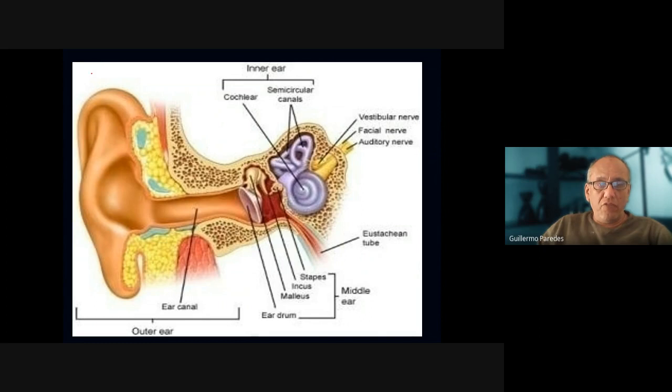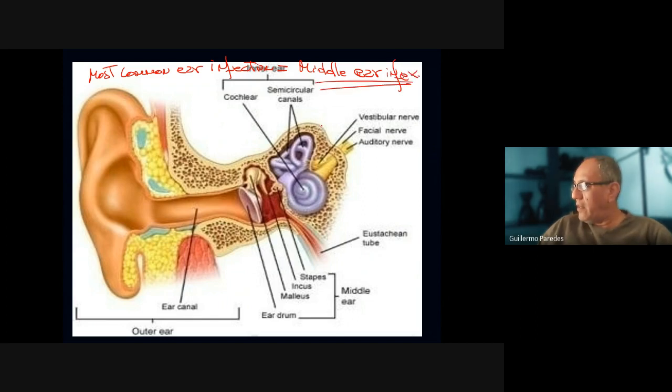The most common ear infection, that is NCLEX already, eh? The most common ear infection is the middle ear infection. Why is that? Somebody can give me some clue? All right, so this is connected to the pharynx, correct? As I mentioned, correct? Yes or no? Yes. Yeah, kids, especially kids less than 4 years old, are very common, 4 or 5 years old.